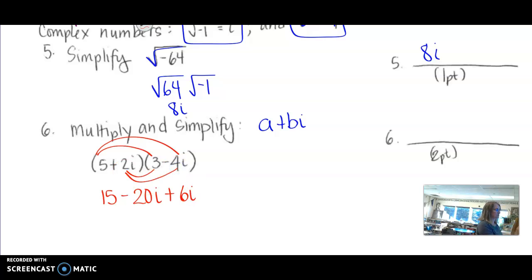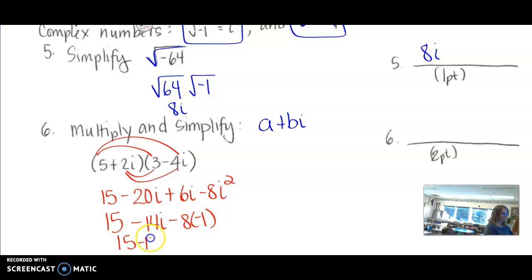And then the last two, 2 times -4 is -8, and then i times i is i squared. And recall what i squared is. Remember, it is -1, so we're going to substitute in a -1 for that. So I have 15, adding -20 to 6, I get -14i minus 8 times -1. I get 15 minus 14i plus 8, because I have the two negatives.